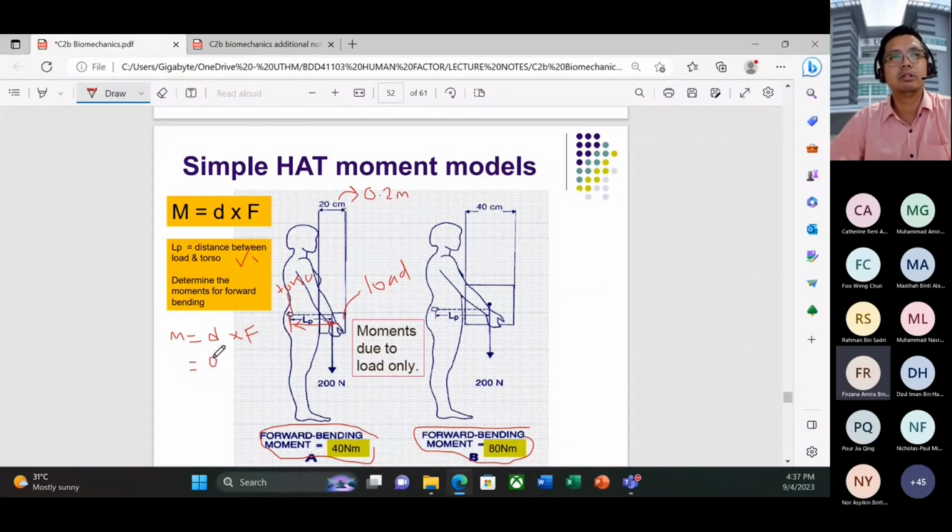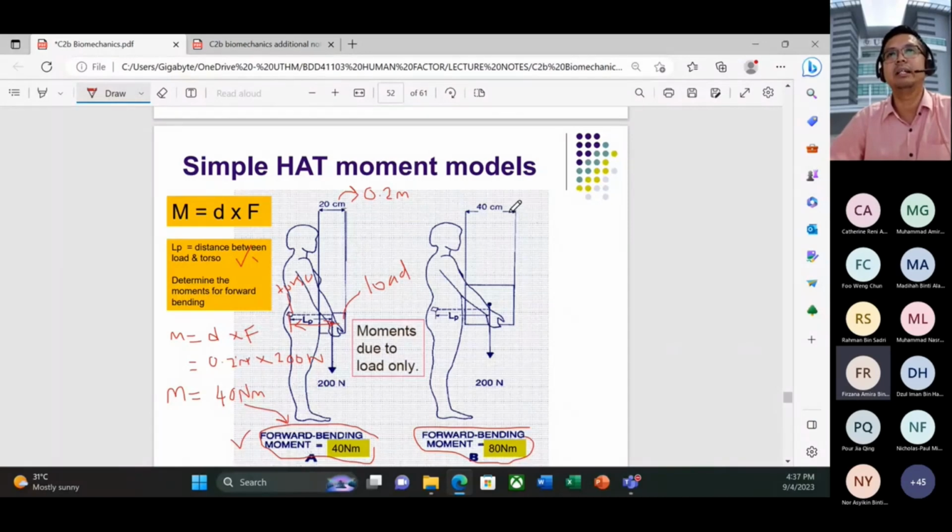Okay, so moment: 0.2 meter times the force. The force applied is 200 Newton. So what number do we get for the moment? Calculate, please. So the moment will be 40 Newton meter. Please refer here. Correct. Okay, simple head movement model.